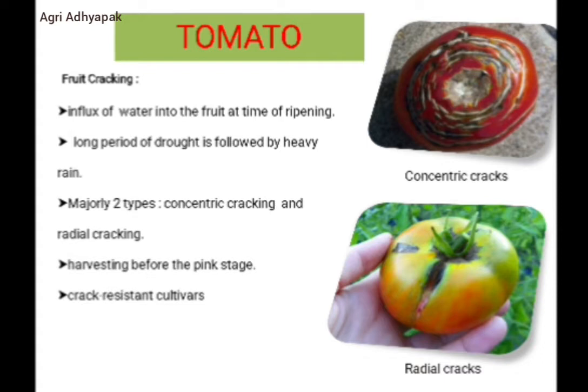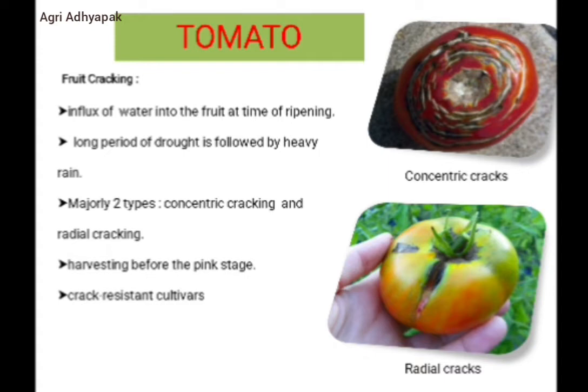So let us see some of the solanaceous crops. In tomato, one of the major physiological disorders is fruit cracking. Fruit cracking is majorly of two types: concentric cracks and radial cracks. Concentric cracks, as we can see in the figure here, are made in circular forms, whereas the radial cracks run horizontally.